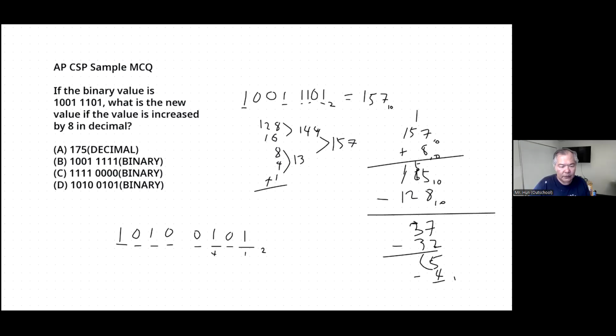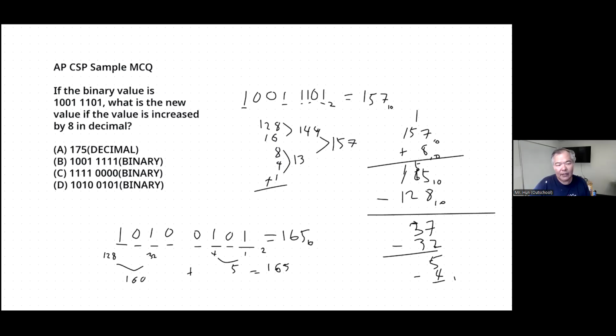The 1 over here is 128, and this 1-bit turned on is 32. 128 plus 32 is 160. This part together gives us 5, so 160 plus 5 is 165. So we know that 10100101 is 165 in decimal.